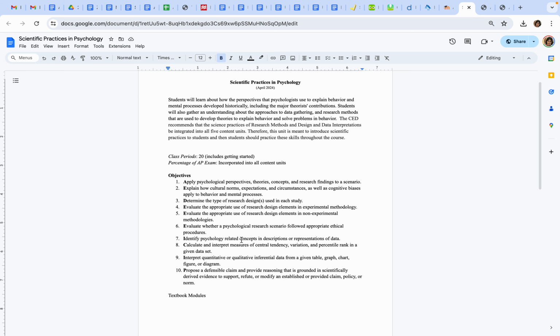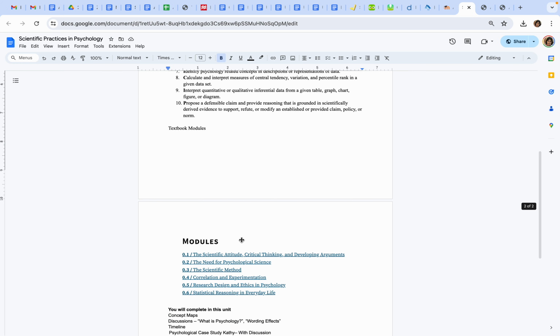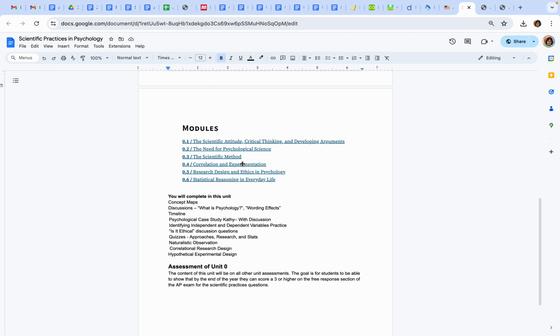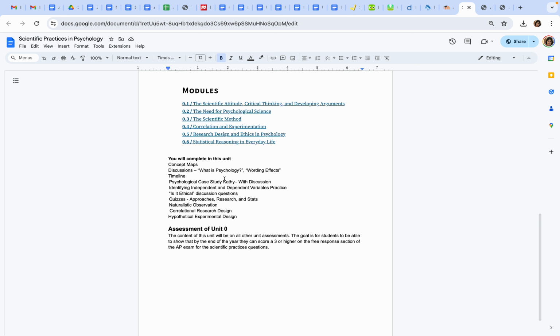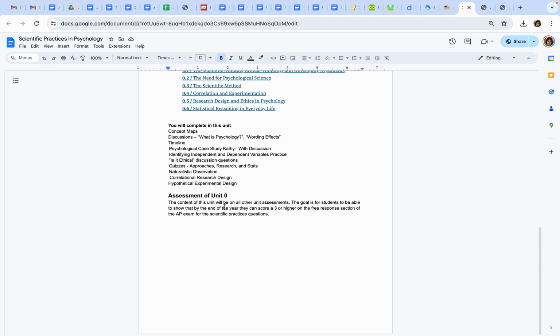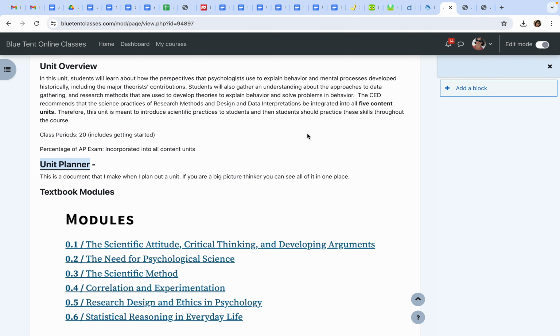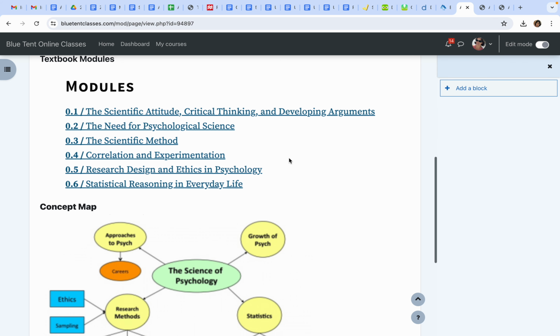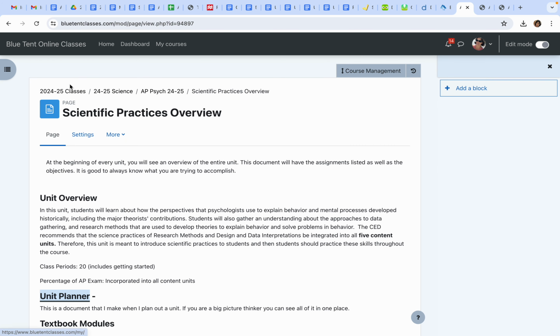So this is taken right from the CED, that College Board document I showed you, and then it has a list of everything in there, any sort of assessments that are there. So the planning document is always there for students to review, or to review with parents, if parents, I'm sure you get what I get.